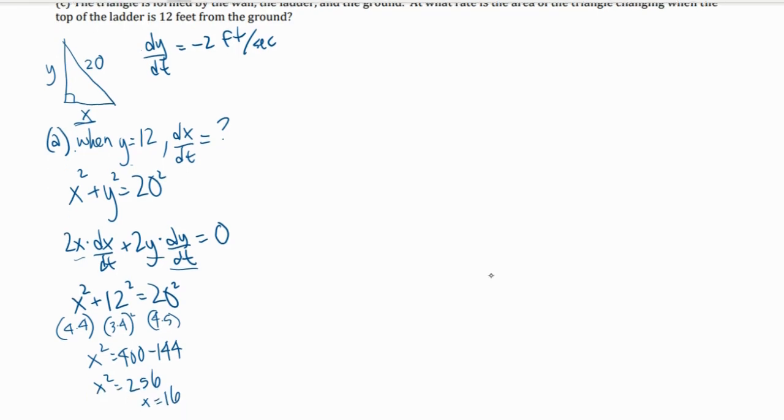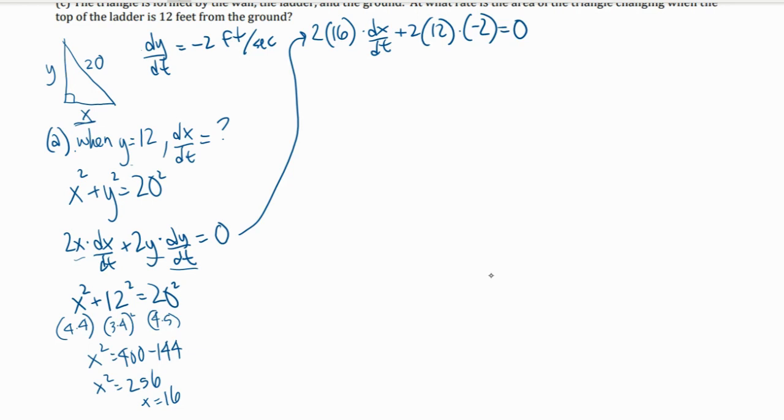So anyway, we are using the original function. We can solve for x. We get x is equal to 16. Now I can plug that back in. 2 times 16 times dx dt plus 2 times 12 times negative 2 is equal to 0. So 32 times dx dt is equal to, so this becomes negative 48. If I add that to the other side, I get positive 48. So I get dx dt is equal to 48 over 32, that's 6 over 4, so that's 3 over 2.